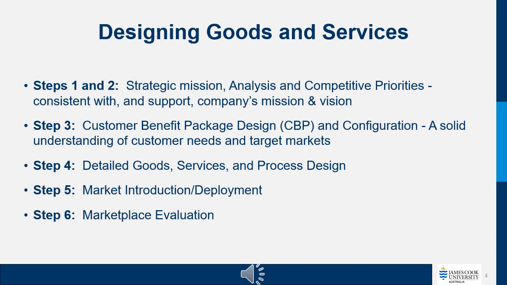When we're talking about designing goods and services, there are six steps that we need to look into. Step one and two is strategic mission analysis and company priorities. In this step, the company defines its strategic mission, which includes its overall purpose, values, and long-term goals. The analysis involves assessing internal and external factors that may impact the design of goods and services. Company priorities are established to ensure that the design aligns with the company's mission and vision and to gain a competitive advantage in the market.